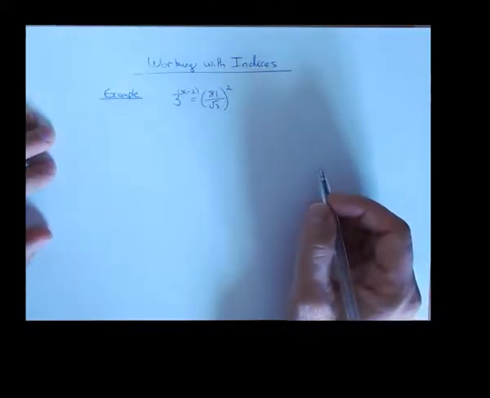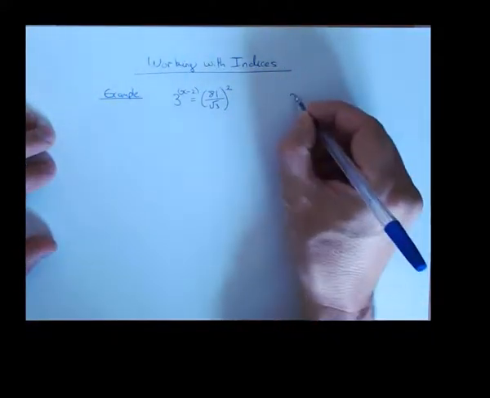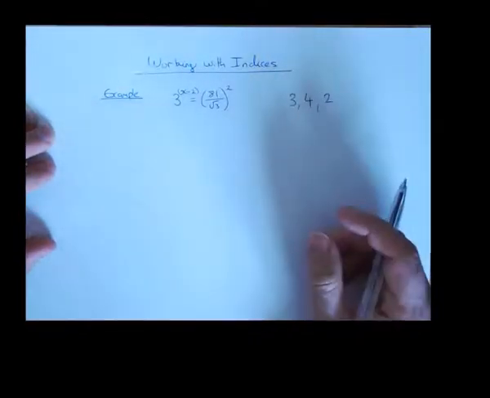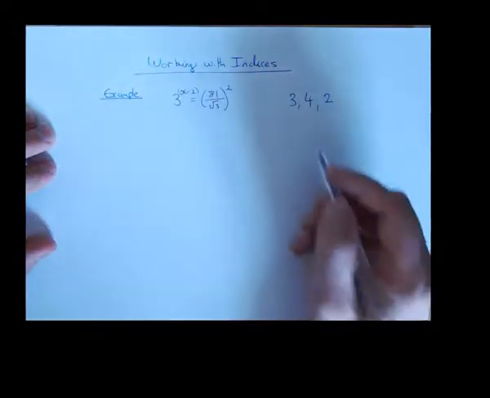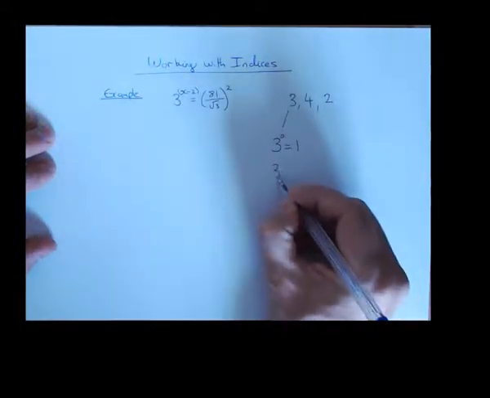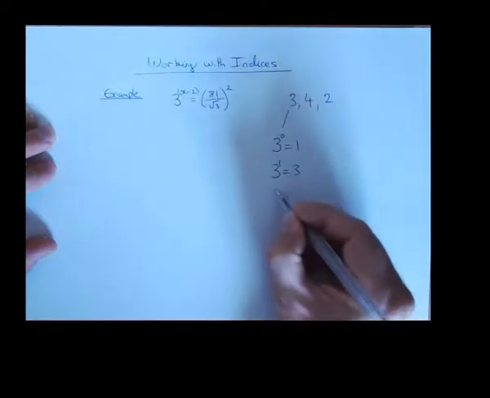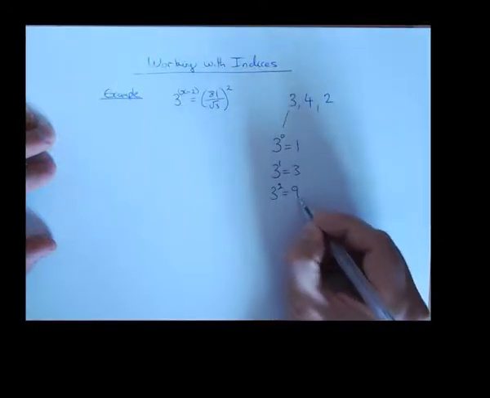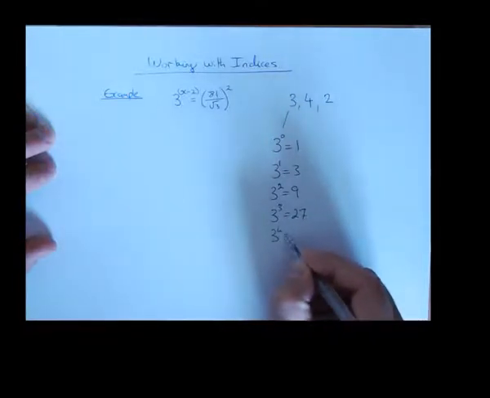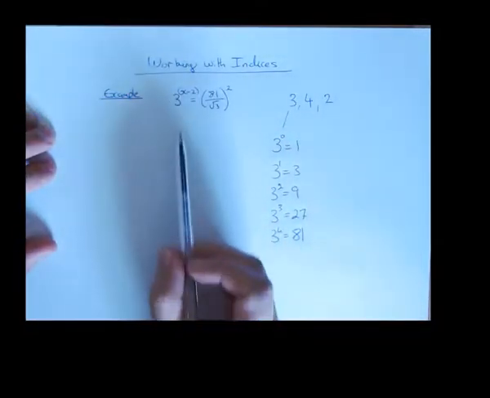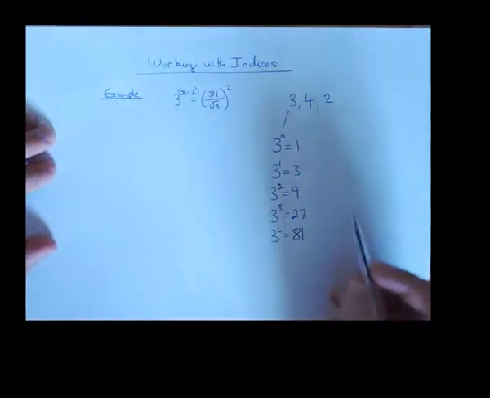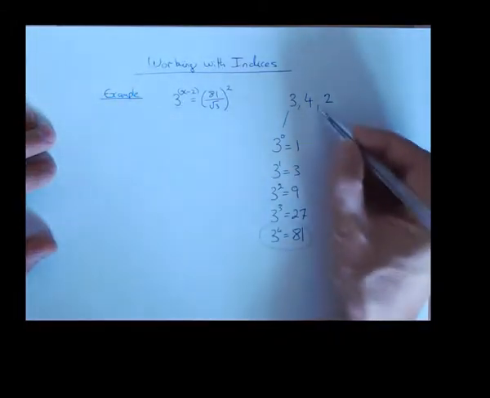Any time that we're working with indices, we're probably going to be looking at numbers like 3 or 4 or 2. And we have to know the various powers of 3, 4 and 2. Powers of 3: 3 to the power of 0 is 1. 3 to the power of 1 is 3. 3 to the power of 2 is 9. 3 cubed is 27. 3 to the power of 4 is equal to 81. So you can see immediately that we're working with the number 3 and we're looking at the number 81 as well, and we can see that they are related.